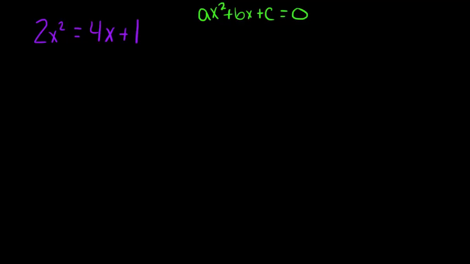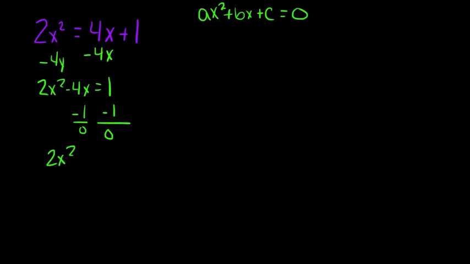4x is positive. To do the opposite of that, we will subtract. So minus 4x on both sides. Now we have 2x squared minus 4x is equal to 1. Now I need to get 1 to the other side. So minus 1 because it's positive. And whatever you do to one side, you have to do to the other. So now we have 2x squared minus 4x minus 1 is equal to 0.